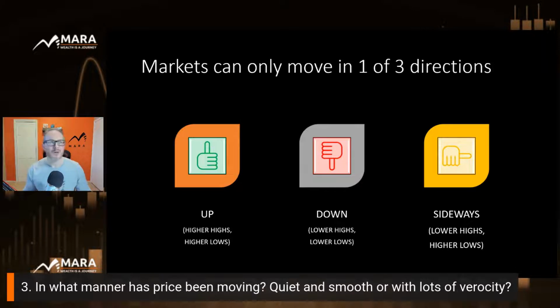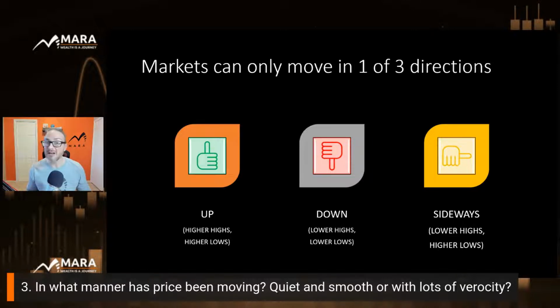There's really only three ways that markets can move. Markets could move up, down, or sideways. And we're going to define an uptrend as a series of higher highs and higher lows, right? So price is making higher highs and higher lows. We'll take a look at what that actually looks like.